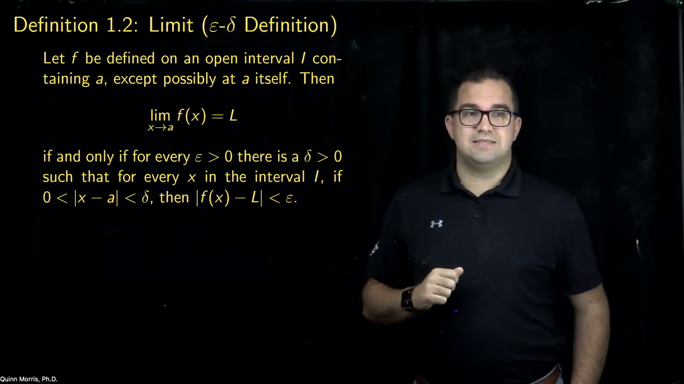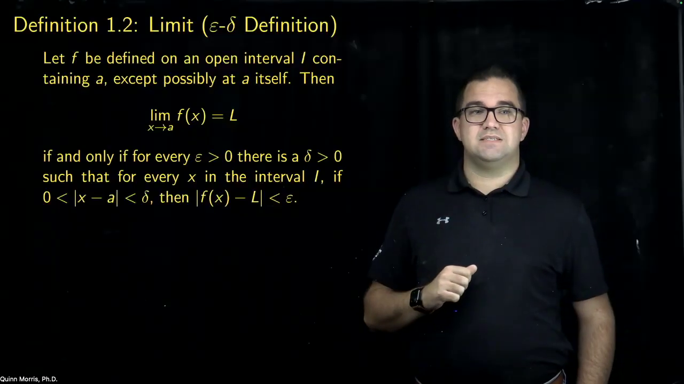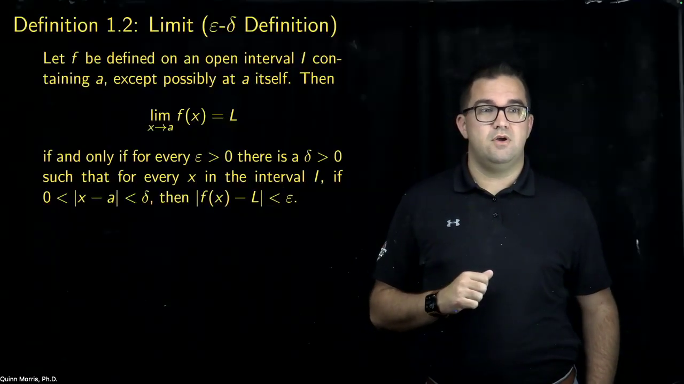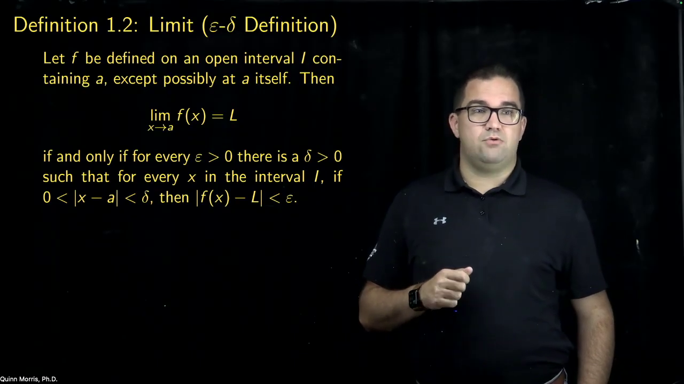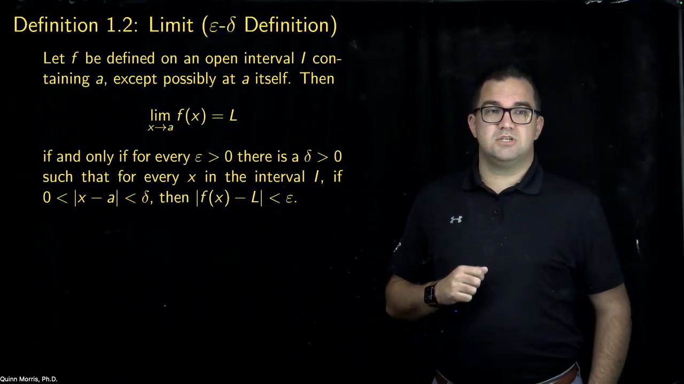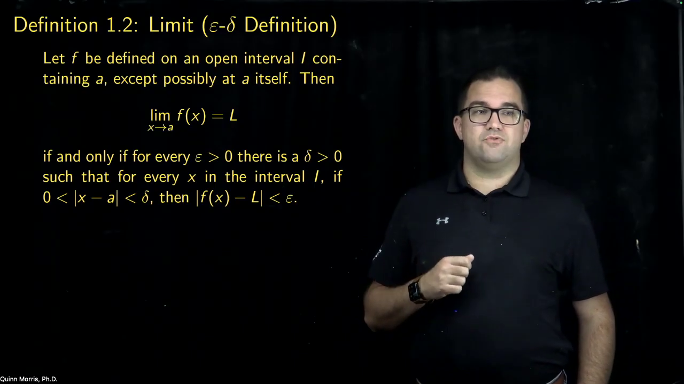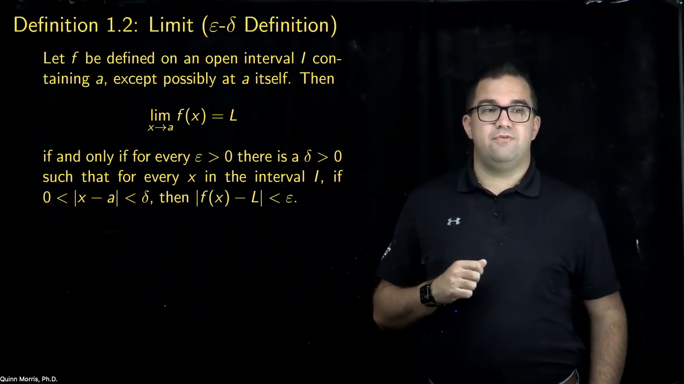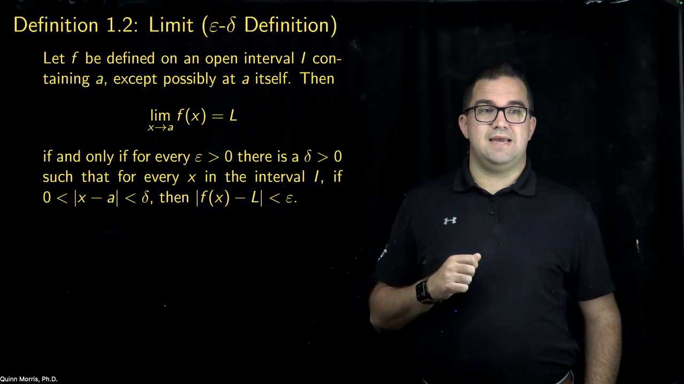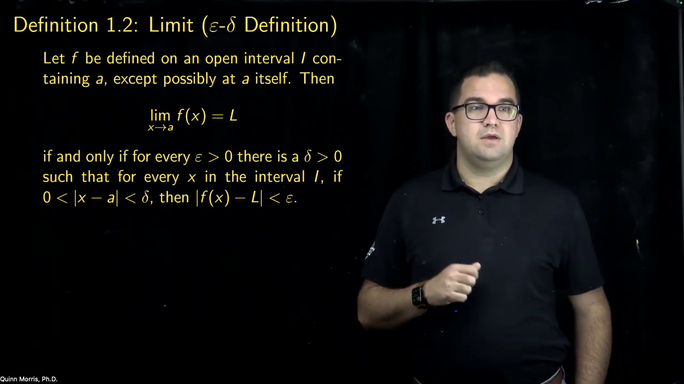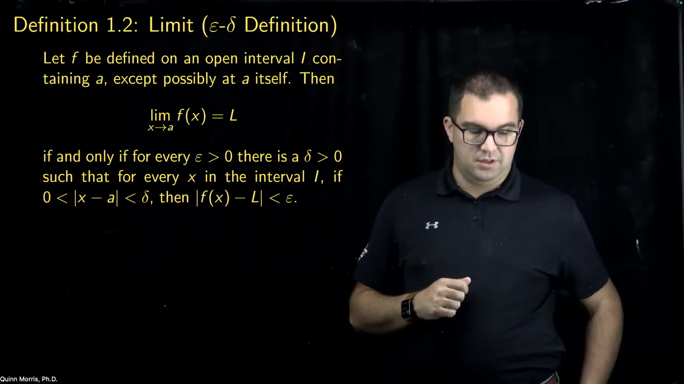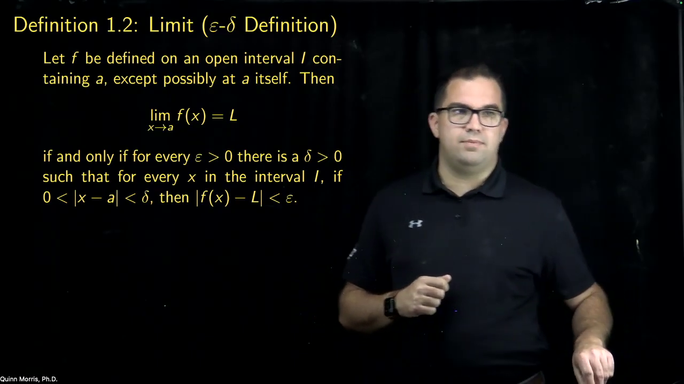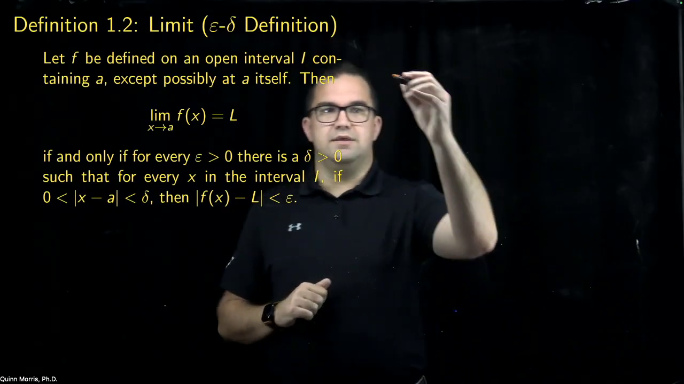Okay, so here you see the definition. We say that the limit as x approaches a of f of x is equal to L if and only if for every epsilon greater than 0, there is a delta greater than 0, such that for every x in the interval I, if the absolute value of x minus a is between 0 and delta, then the absolute value of f of x minus L is less than epsilon. Let's draw a picture to help us understand what's going on in this definition.